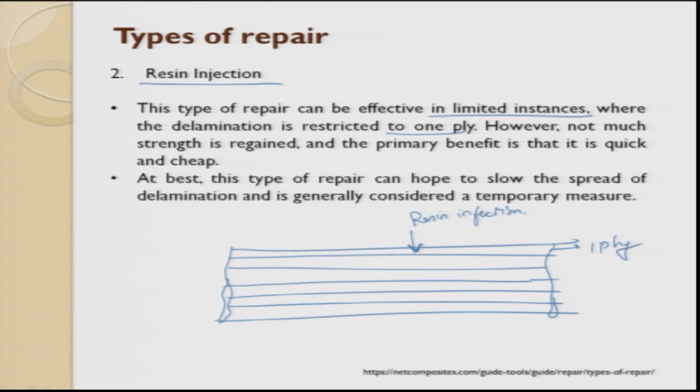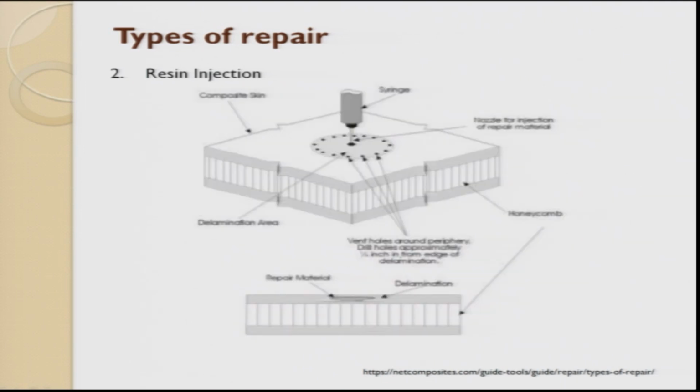It is again primarily filling up a gap which is there, and it is very quick and very cheap. At best, this type of repair can hope to slow the spreading of the crack. So, this can be used for low impact where there are intra and inter laminate cracks. The resin can be injected and then we start doing it.